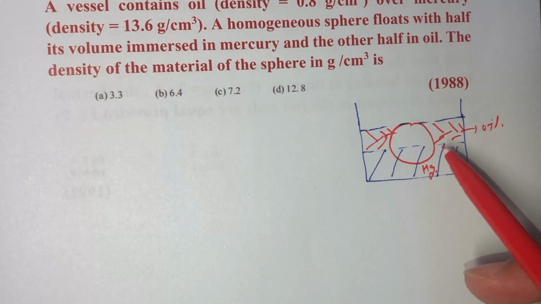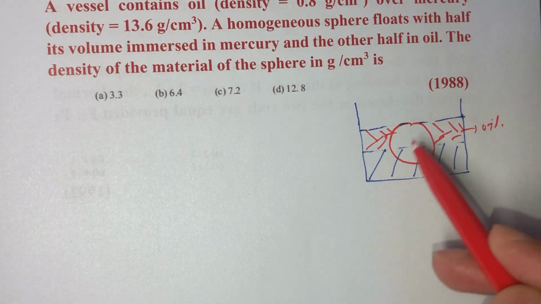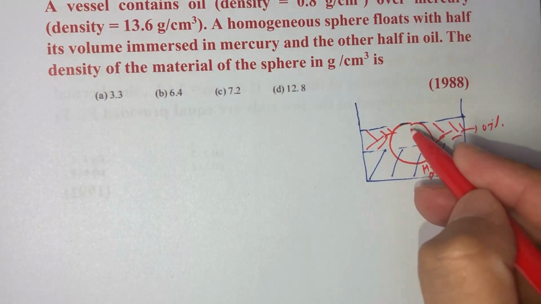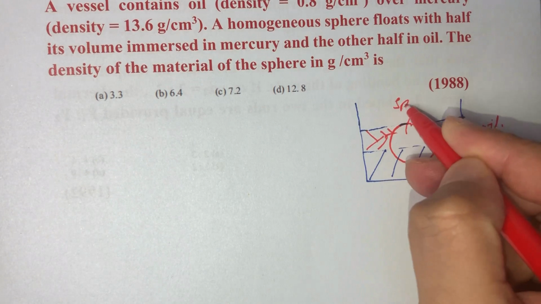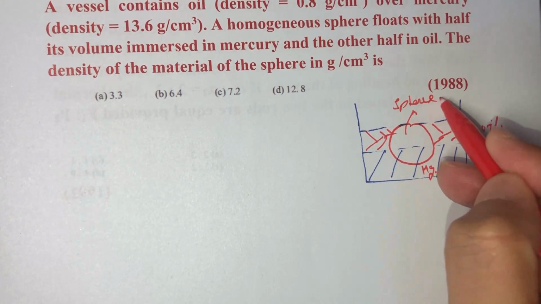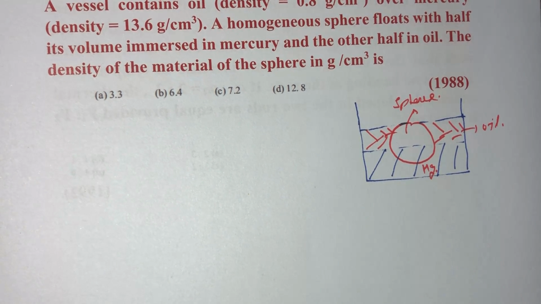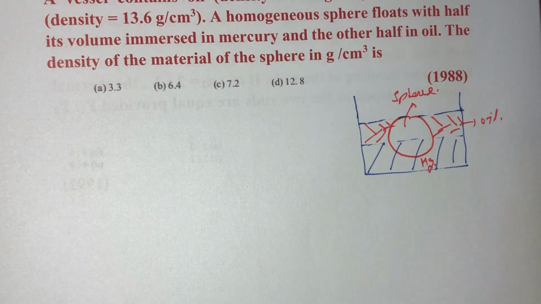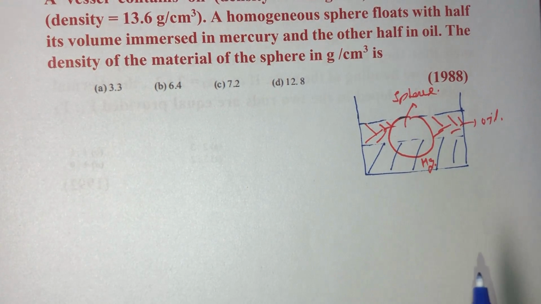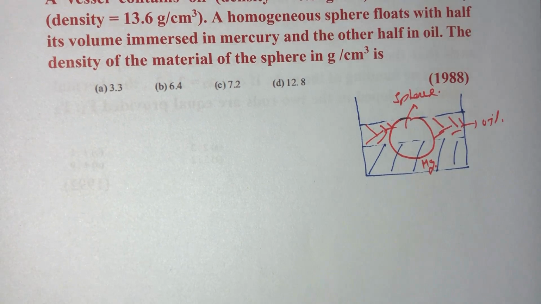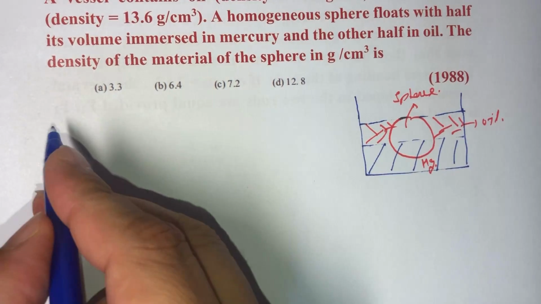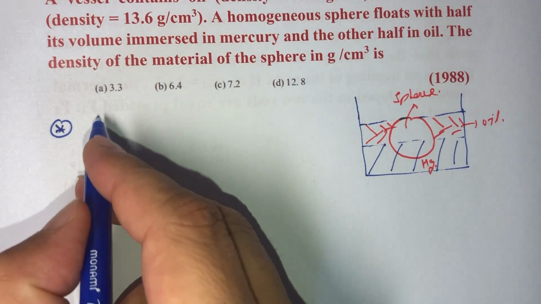We are given the density of the oil and mercury, and we are supposed to find the density of the sphere. So this is our sphere. In this case we are going to use the concept of buoyant forces: buoyant force will be equal to the weight of the sphere. We are going to balance it and solve it, and it is going to give us the density of the sphere. So first of all, let us discuss the buoyant force.